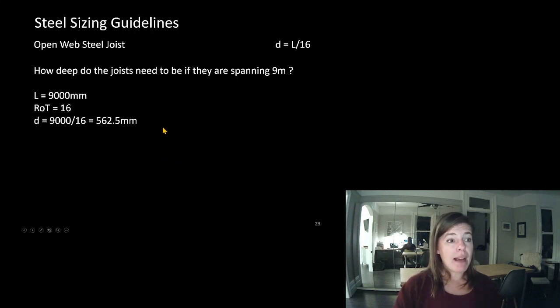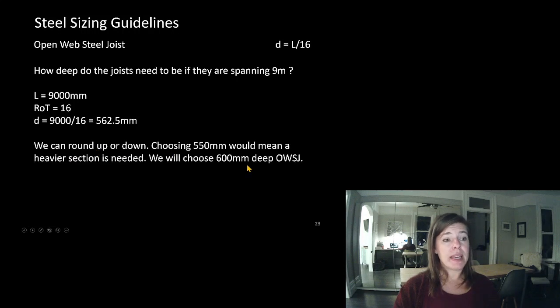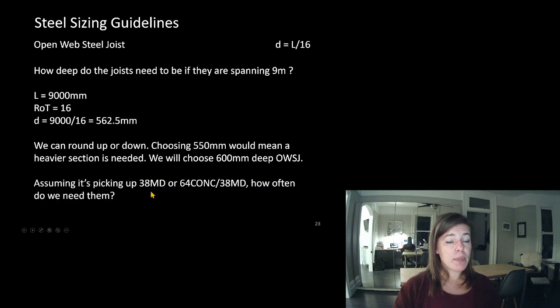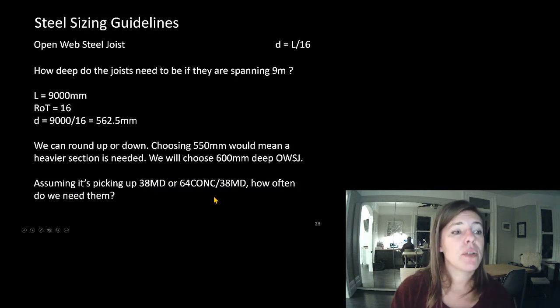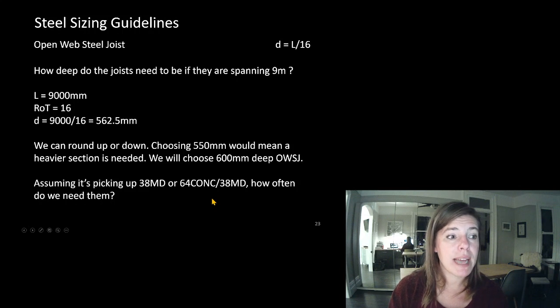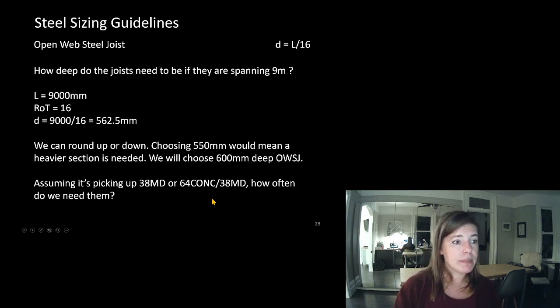So if we have open web steel joists that are probably 2 meters on center because they're supporting deck of some sort, they would need to be 600 millimeters deep. So assuming it's picking up 38 metal deck or 64 concrete on 38 metal deck, how often do we need them? So we're going to use a 600 deep open web steel joist at 2 meters on center. So this is what we would put on our preliminary drawing set.